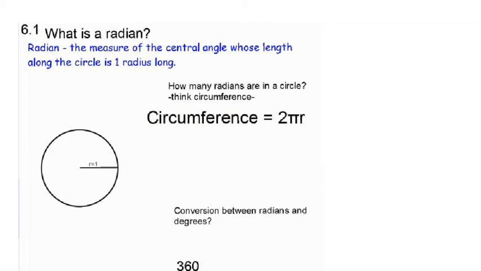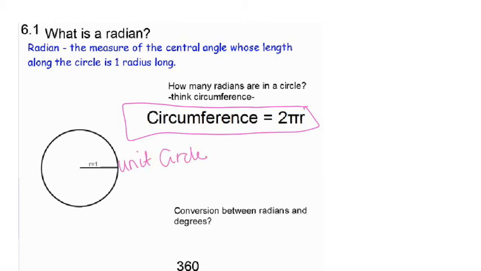So first thing is, what is a radian? A radian is the measure of the central angle whose length along the circle is 1 radius long. So using that, we think about the circumference of a circle is 2 pi r, and in our unit circle, the radius is 1. So 2 pi times 1 is 2 pi. So one way around the circle, like 360 degrees like we're used to, is the same as 2 pi.